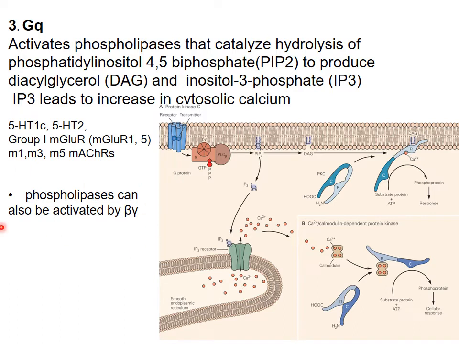It's also important to know that phospholipases can be activated by beta gamma subunits from the Gi proteins that we have discussed, because these are the ones that will have abundant levels of beta gamma released.